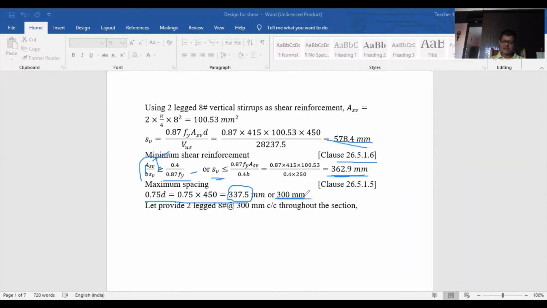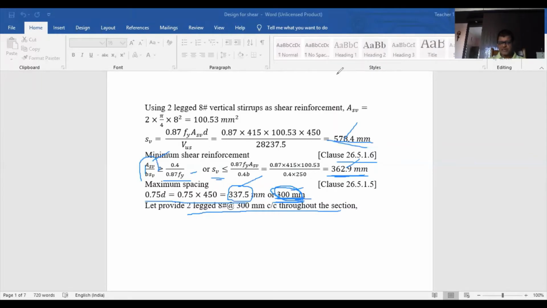So now what are the data you have? 337.5, 300 millimeter, 578, 362. But in no case should it be greater than 300. The maximum value can be 300. So we can provide 8 mm at 300 throughout the section, because everywhere this criterion satisfies that the maximum spacing is 300, and all other spacings calculated from different considerations exceed 300. So provide 300 millimeter spacing throughout.